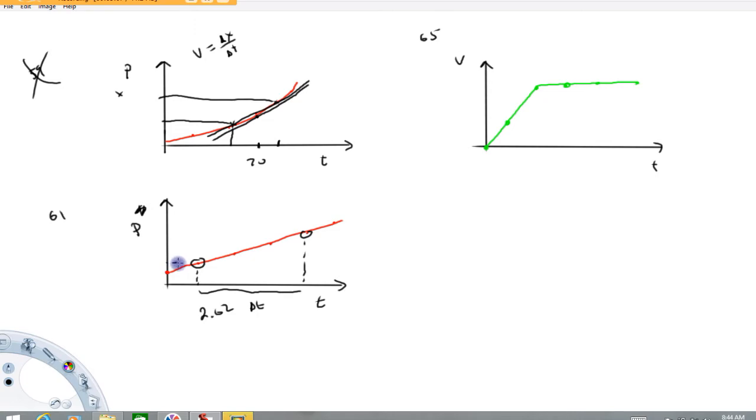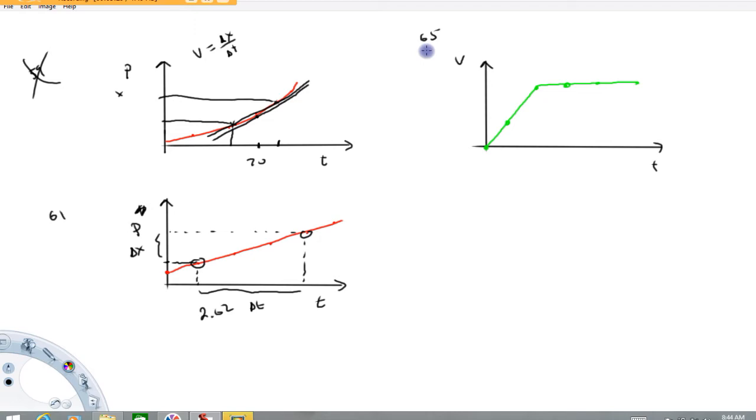And then you're going to get the positions by reading it right here off the graph and right here off the graph. And that difference right there is going to be your delta x. And then take your delta x, divide by your delta t to find the slope. That's pretty well it. All right, let's talk about number 65.